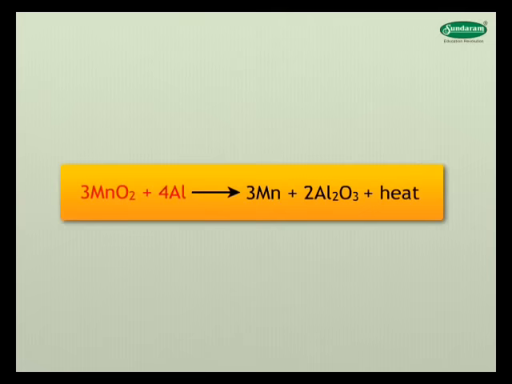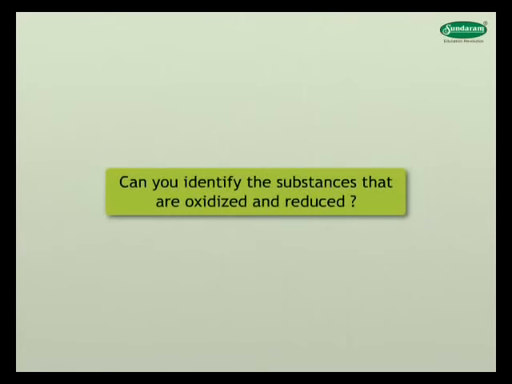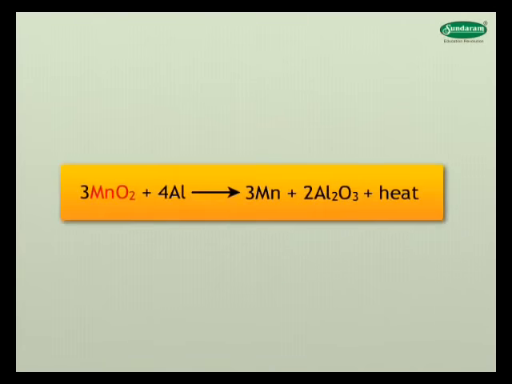3MnO2 plus 4Al gives 3Mn plus 2Al2O3 plus heat. Can you identify the substances that are oxidized and reduced? MnO2 is reduced to Mn and Al is oxidized to Al2O3. The amount of heat evolved in such reactions is so large that the metals are produced in the molten state.